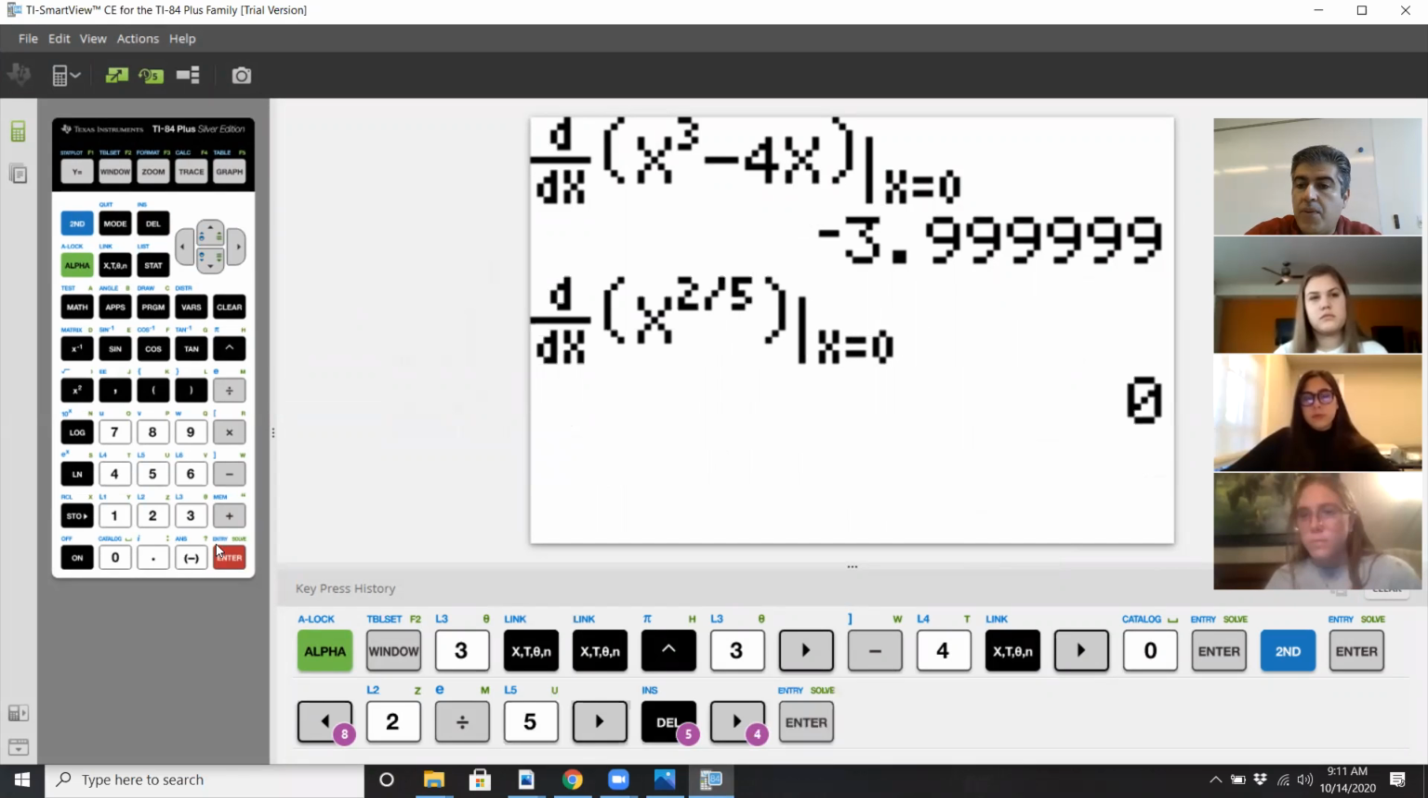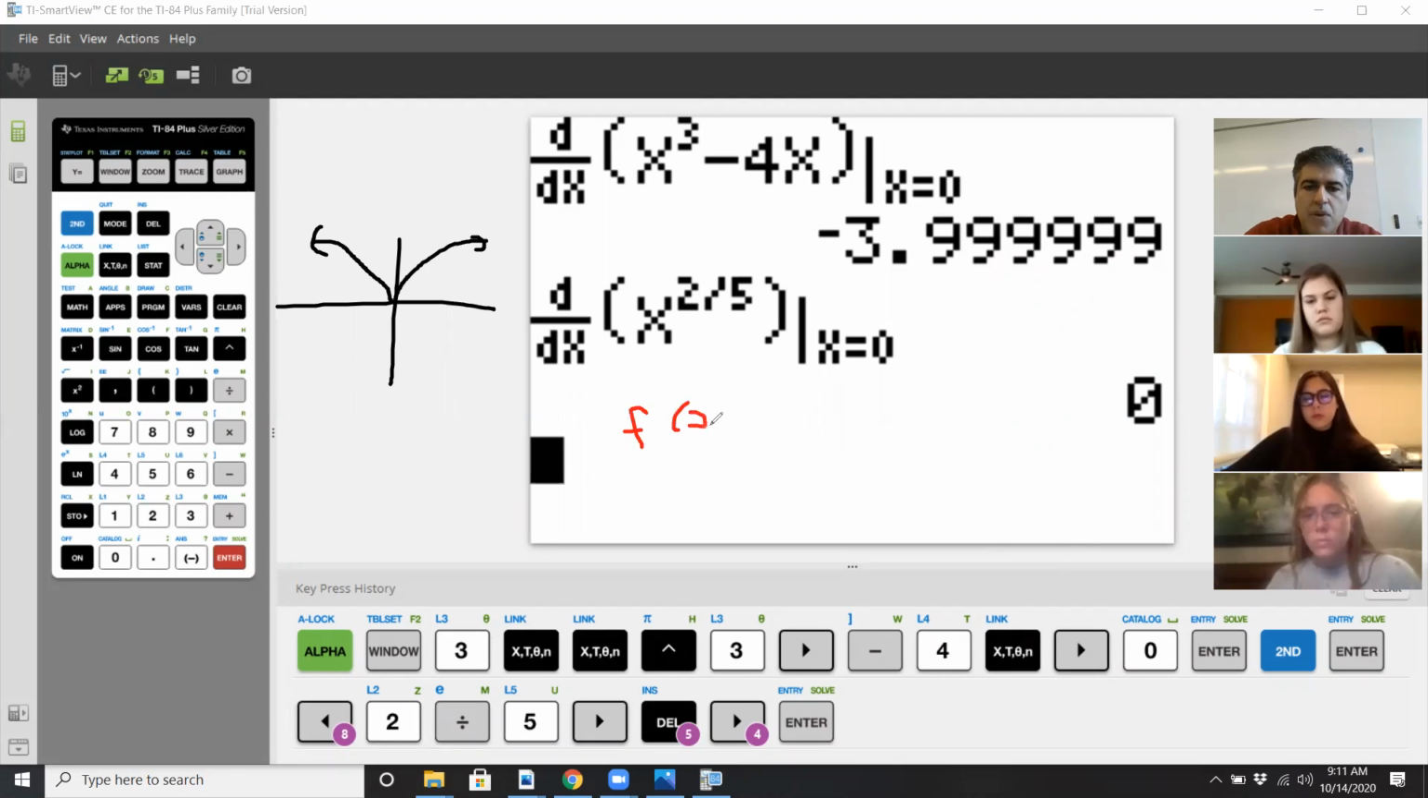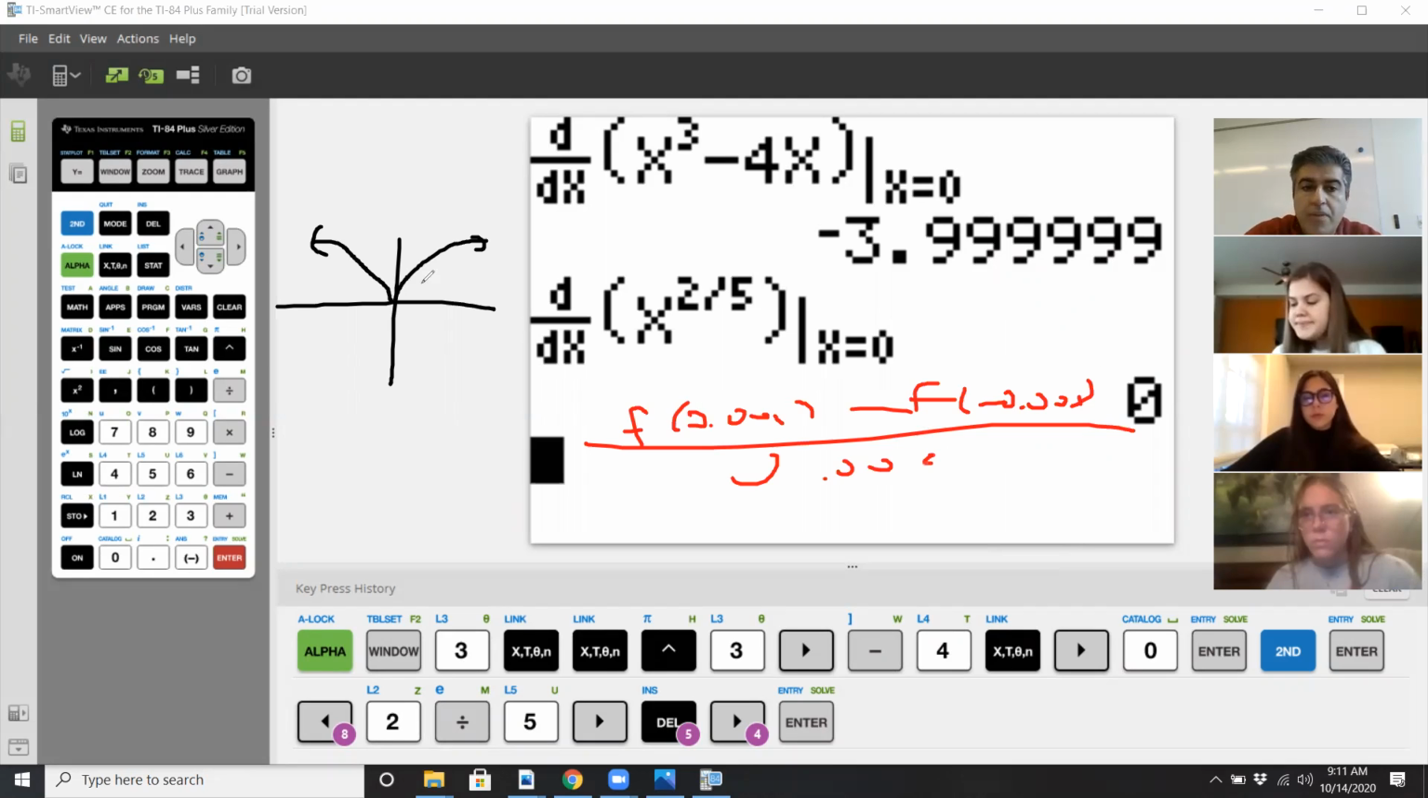So it says 0. Now, why is it saying 0? It's saying 0 because the graph looks like this. That's how the graph looks. The calculator is doing, remember, f of 0.001 minus f of negative 0.001 all over 0.002. That's why it gives 0.